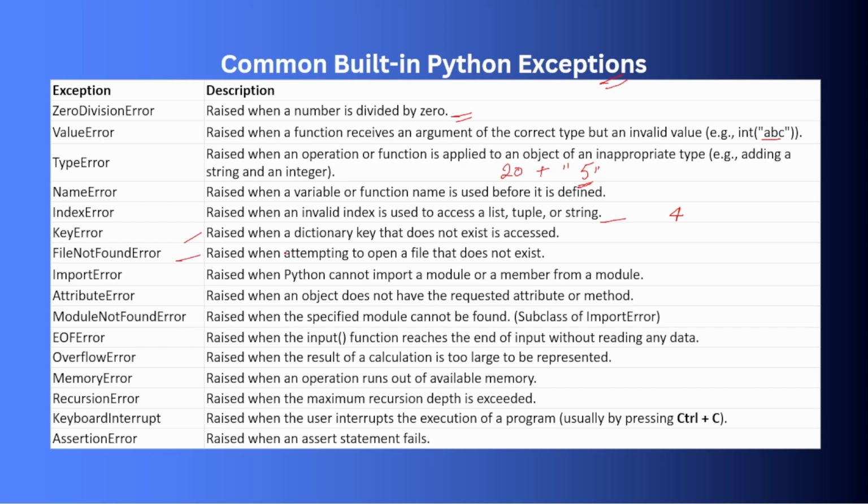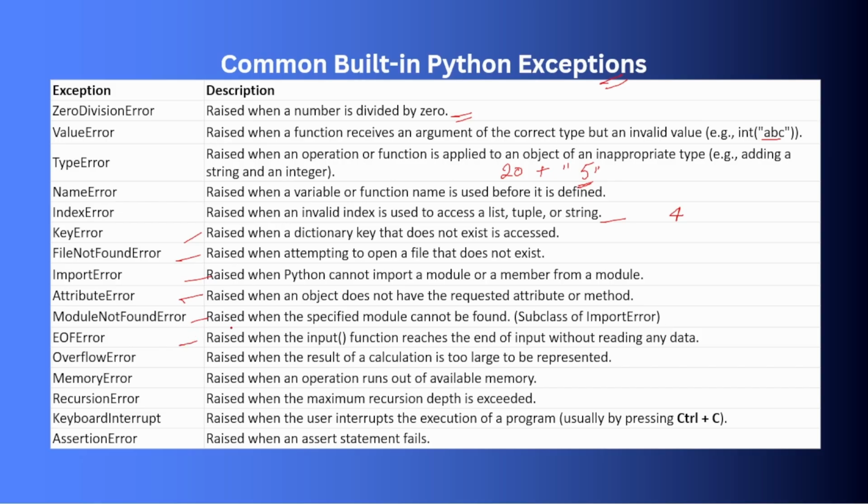The next is FileNotFoundError. It is raised when attempting to open a file that does not exist. So if you're trying to open a file which is not present at the location which is given, it will say FileNotFoundError. Then ImportError, raised when Python cannot import a module or a member from a module. If it fails to import it, then it will give ImportError. Then AttributeError, raised when an object does not have the requested attribute or method. Then ModuleNotFoundError, raised when the specified module cannot be found.